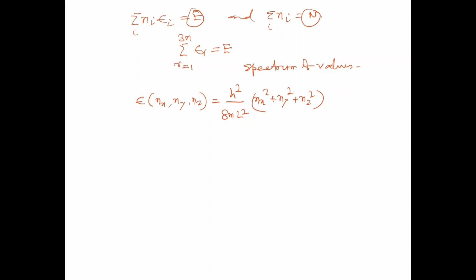that you might have seen in quantum mechanics when we consider a particle in a box, or you will see in forthcoming classes in quantum mechanics. nx, ny and nz are integers, and they can take any value 1, 2, 3 and so on. h is Planck's constant and m is the mass of the particle placed in a cubical box of side length L.